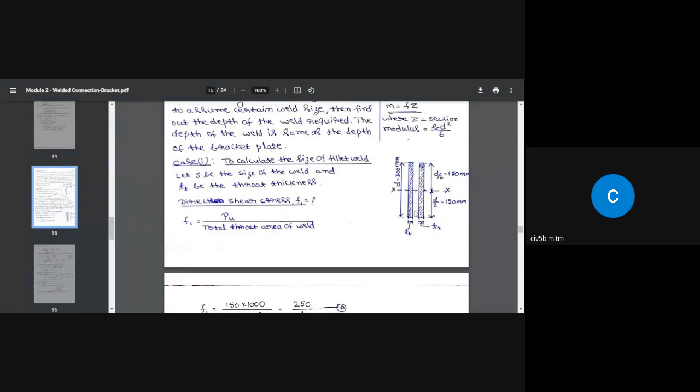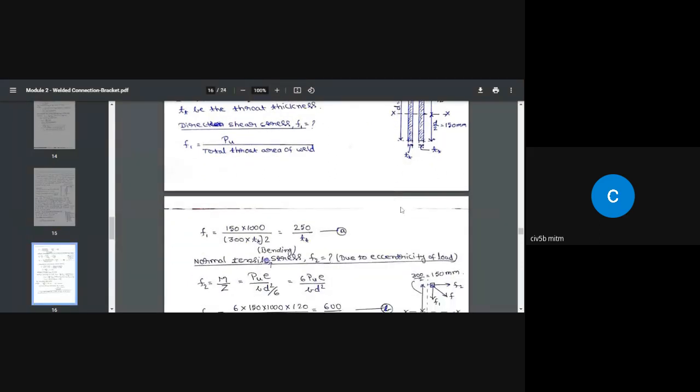As we go down, compression increases, and the extreme side of the weld on the bottom is going to be subjected to maximum compressive force. As of now, we don't worry about this. We are going to solve for this problem, and that is going to be equally applicable for this side. So as I said, the extreme weld is going to be subjected to maximum tension, which we are going to find out how much it is.